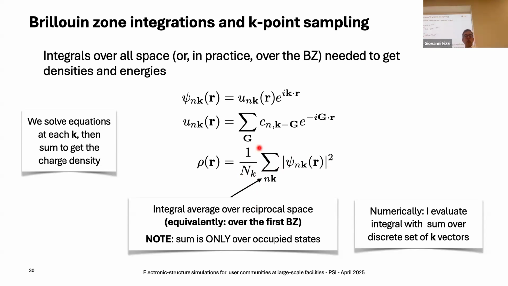Numerically, I don't want to compute an integral. I don't know how to compute it. I will typically convert the integral in reciprocal space, or in the Brillouin zone, into a sum over a finite number of k points. So I have another numerical aspect: I have to decide how many k points I use to do my integrals.